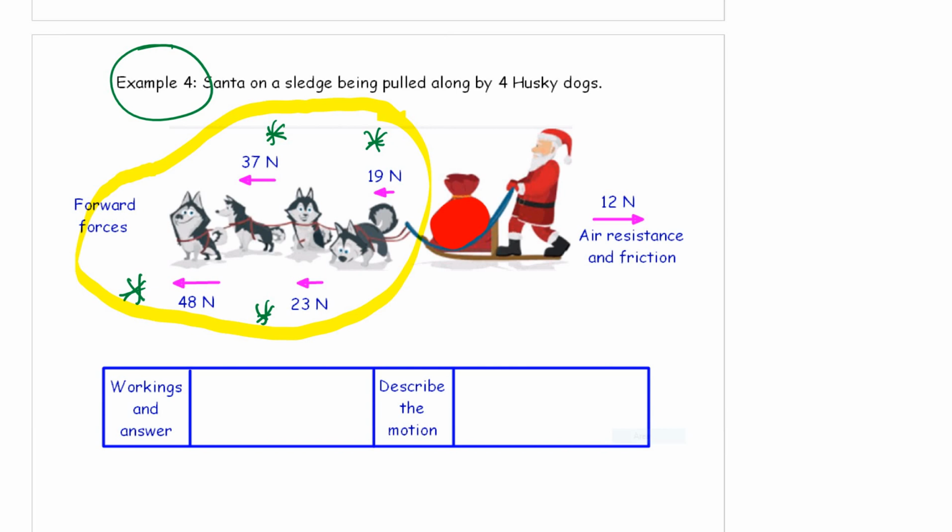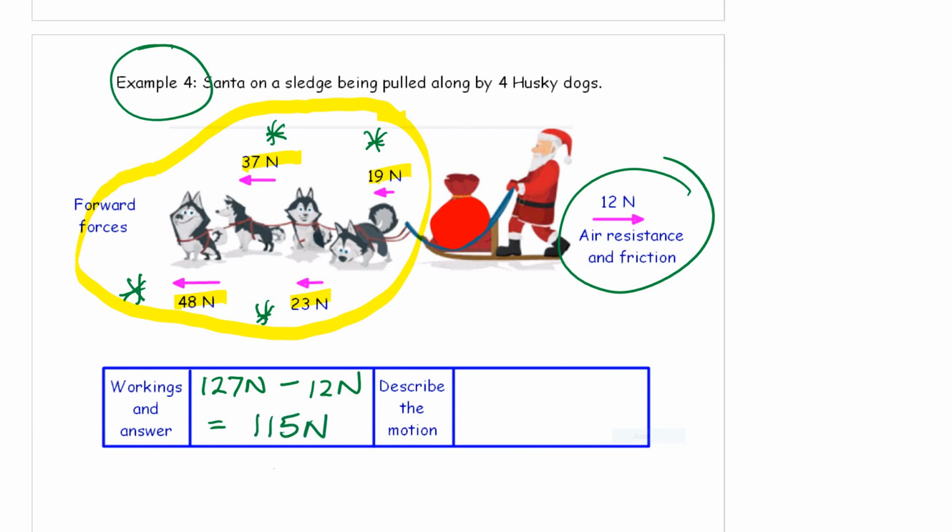37 plus 19 plus 23 plus the strongest 48 gives us a total forward force of 127 newtons. But you've got to take that away from all the air resistance and friction. That will be 12 newtons. So the overall resultant force will be 127, take away 12 gives us 115 newtons of force to the left. So the motion, the sledge and Santa and the huskies moves towards the left.